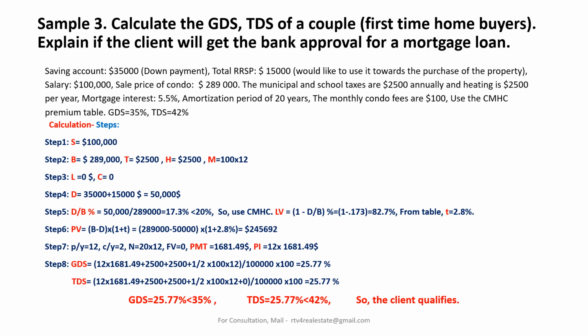TDS equals 12 into 1,681.49 plus 2,500 plus 2,500 plus half of 100 into 12 plus 0, by 100,000 into 100 equals 25.77%. So, we get, GDS equals 25.77%, which is less than 35%, TDS equals 25.77% less than 42%. So, the client qualifies.